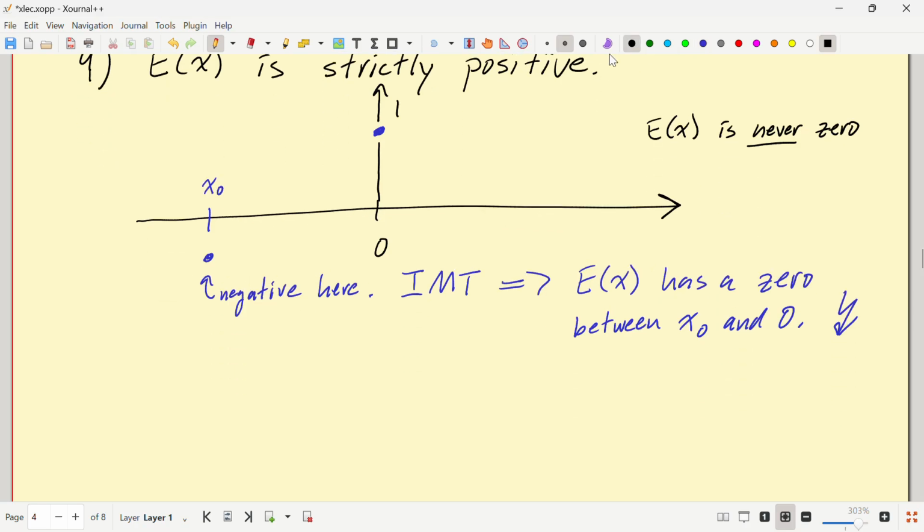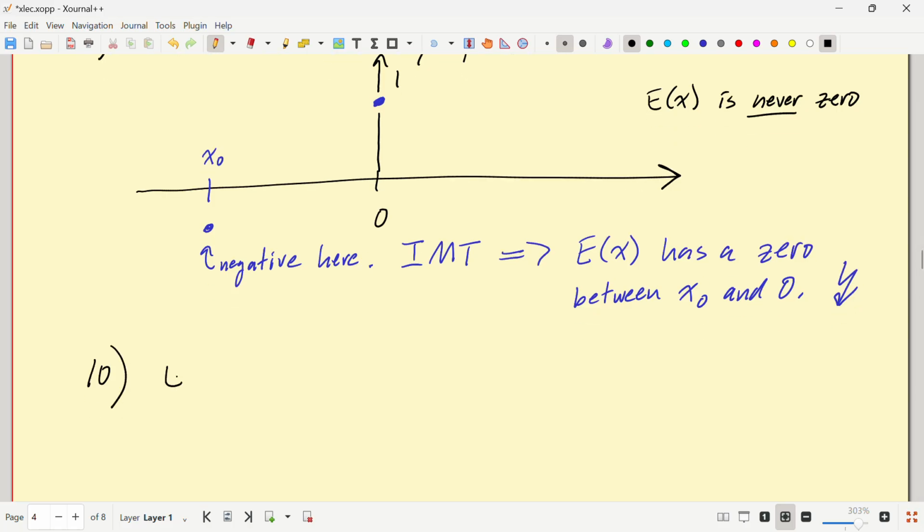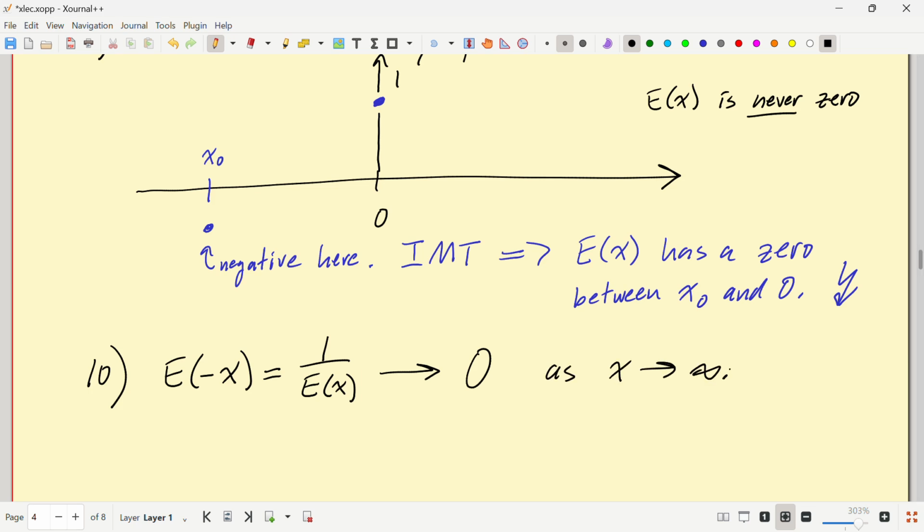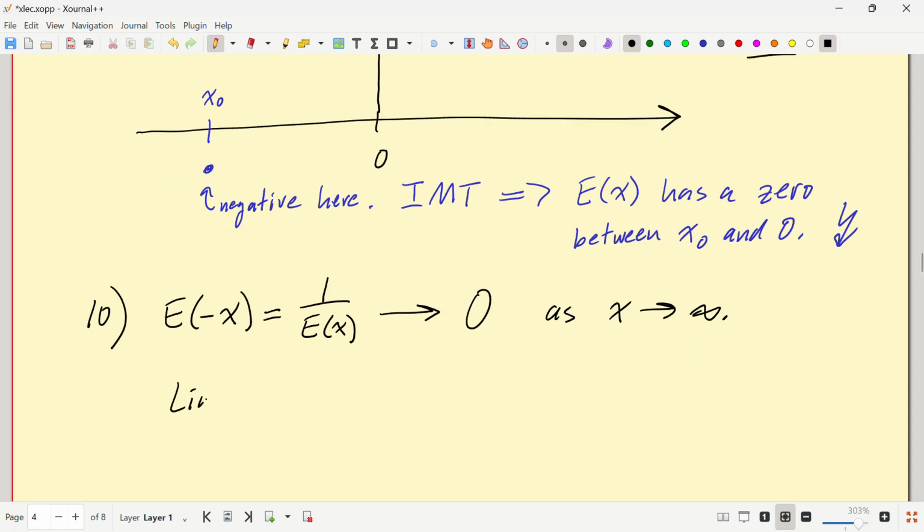Okay, that's number 9. Number 10, we know that e to the minus x is equal to 1 over e to the x. And e to the x goes to infinity. So this is going to go to 0 as x goes to infinity. And so that means that the limit as x goes to minus infinity of e to the x is equal to 0.